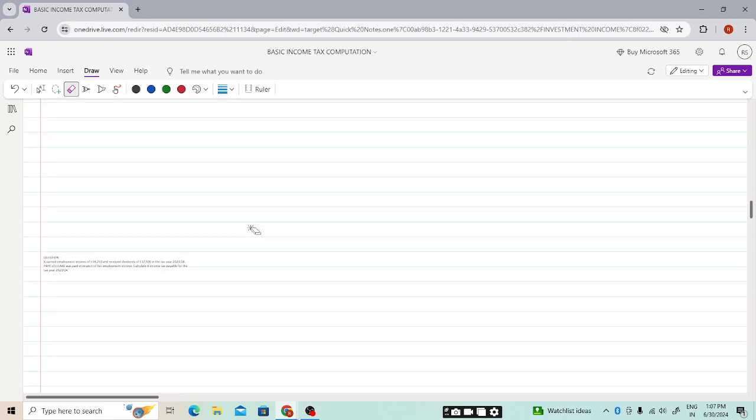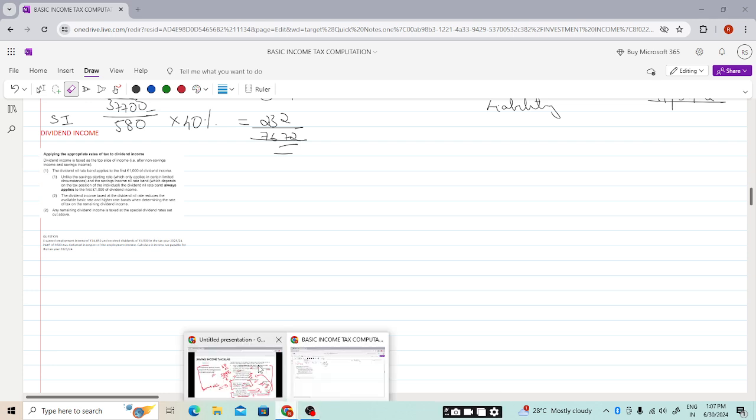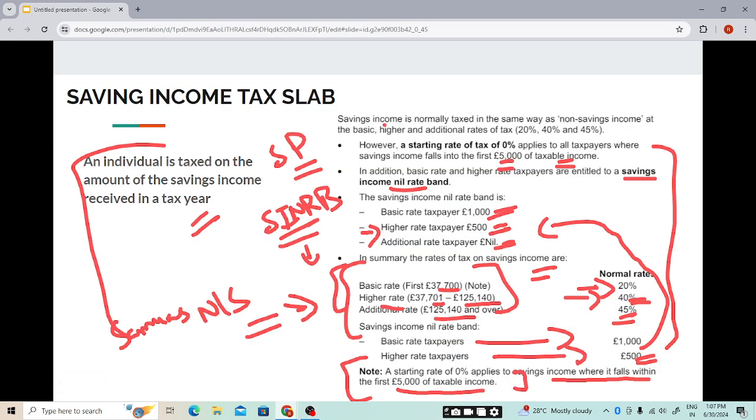Now we will be starting with the dividend income. Savings income is normally taxed in the same way as non-saving income. First 5,000 pounds, you must see whether the savings income falls into the first 5,000 of the taxable income. Then we will see the nil rate band available. If it's a basic rate, 1,000 pounds. If it's a higher rate, 500 pounds. For additional, no nil rate band is available, then it will be taxed in the normal way as non-saving income.